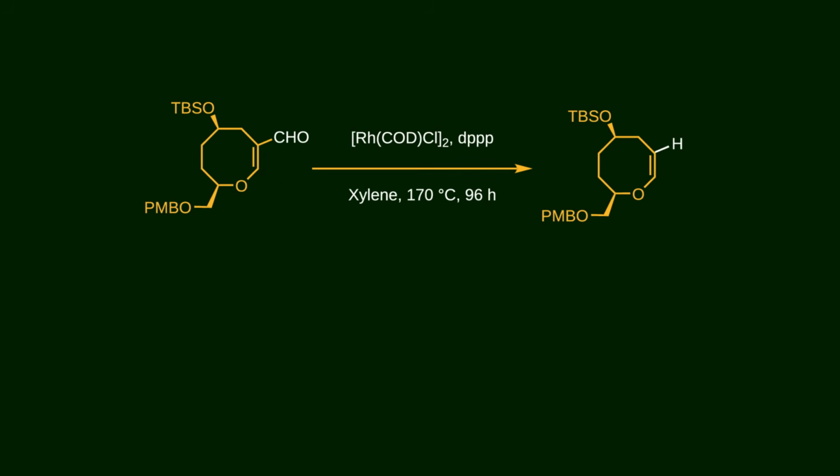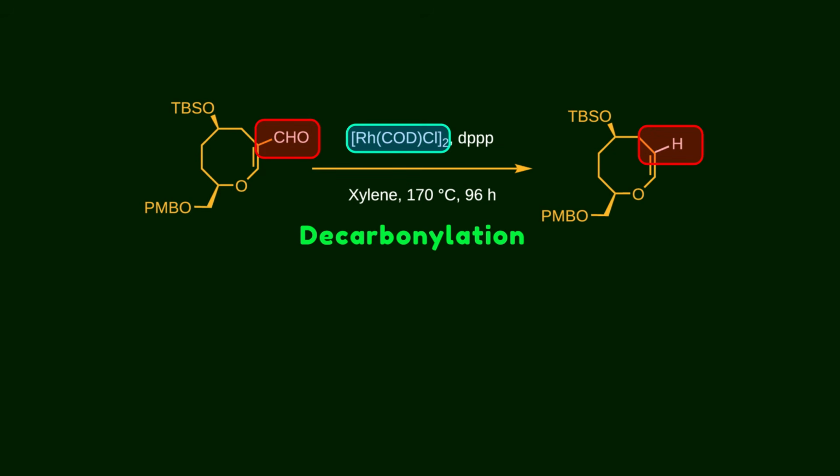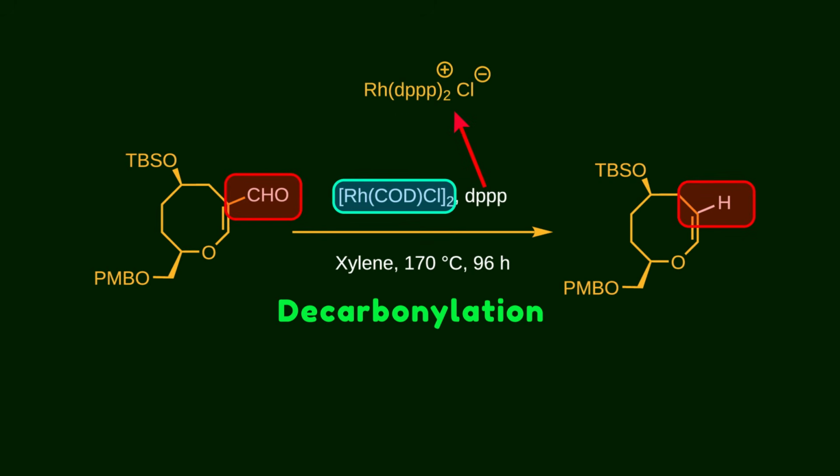After selective reduction, this intermediate undergoes decarbonylation. Again, a catalyst based on rhodium is used in this reaction. The diphenylphosphinopropane ligand reacts with the pre-catalyst to create a cationic species, which is more reactive than the Wilkinson's catalyst used in the previous step.